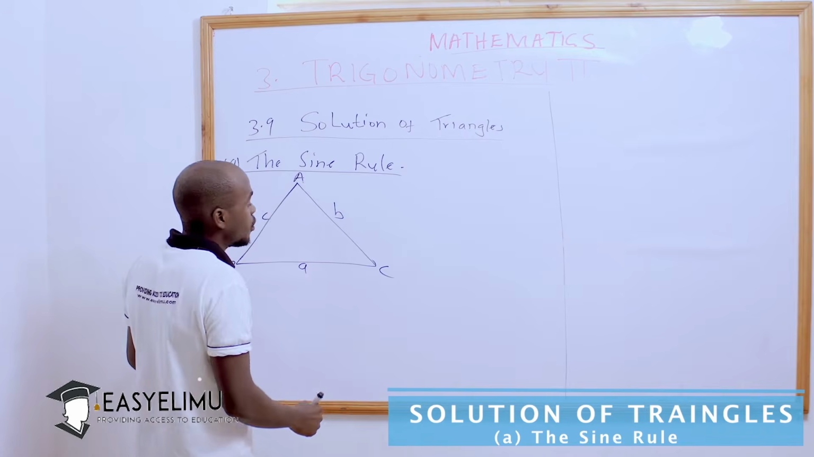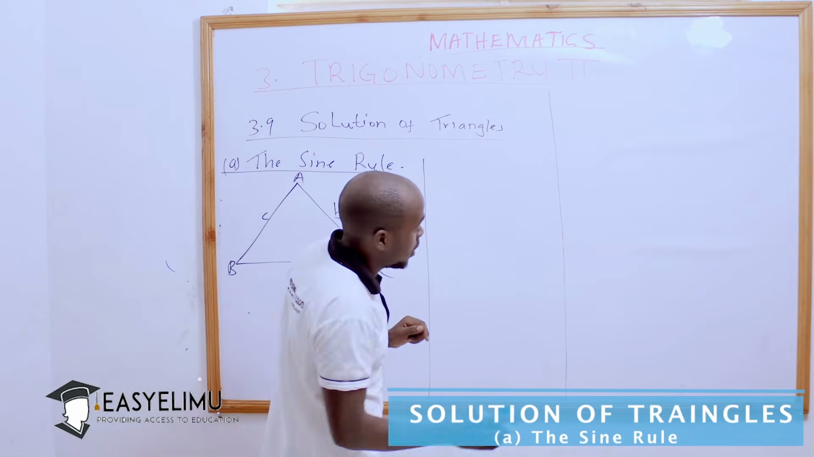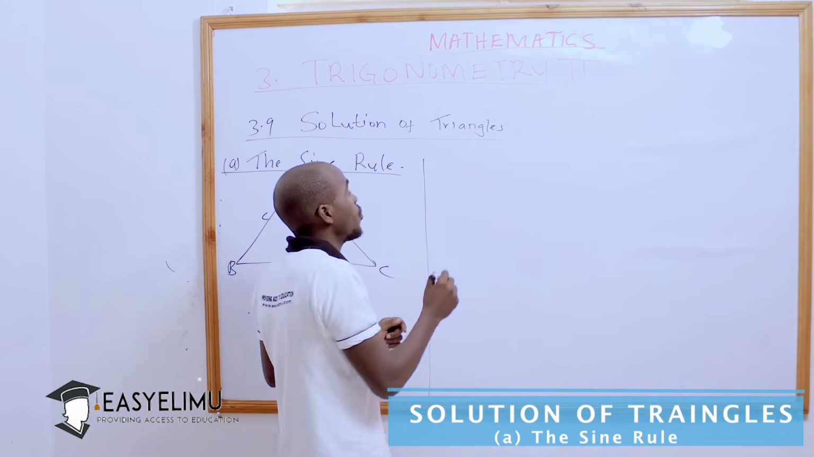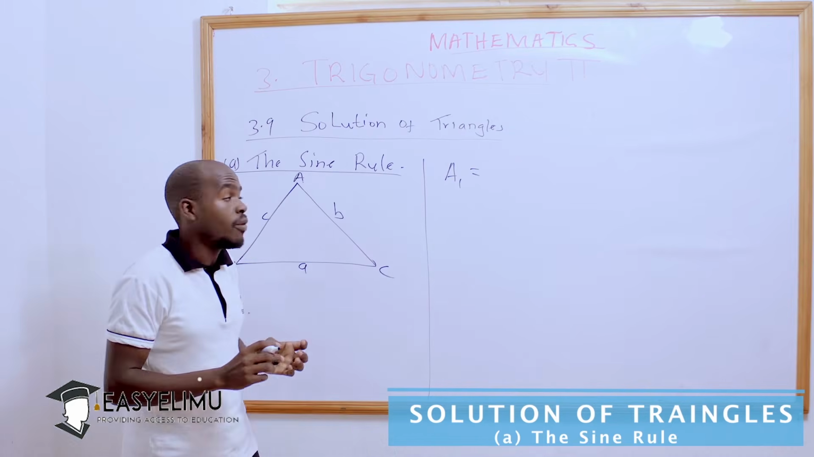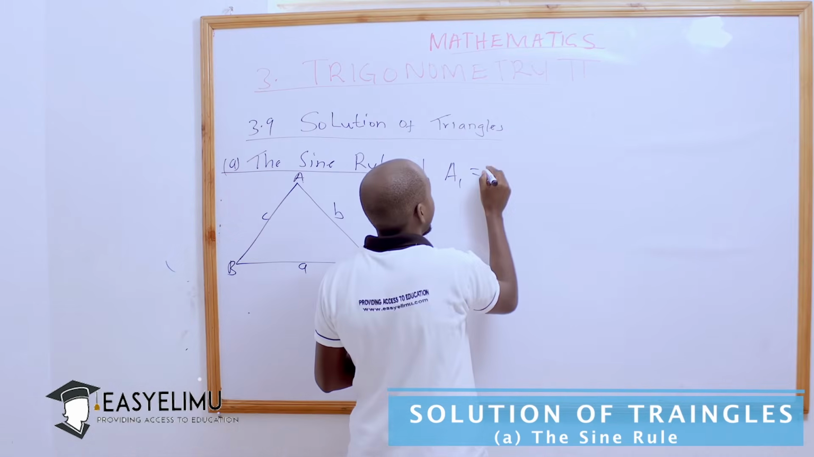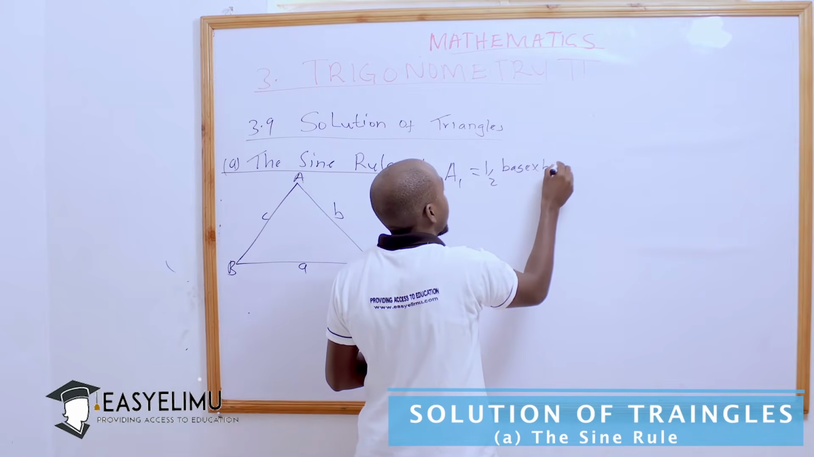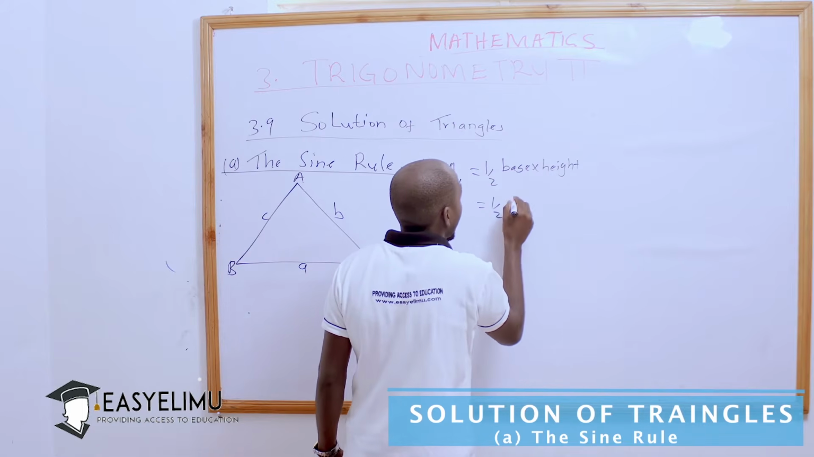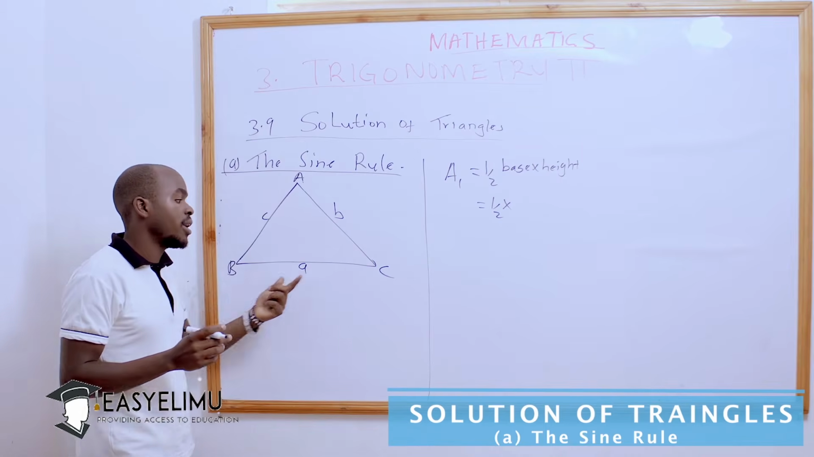So if we need to find the area of this triangle, it can be found in three ways. The first way, area 1, is by taking a half multiplied by base multiplied by height, as it is the formula for finding the area of a triangle. And for this one we shall take our first base as BC.